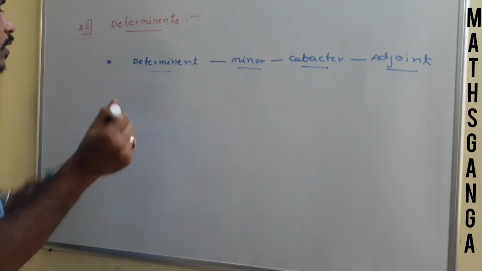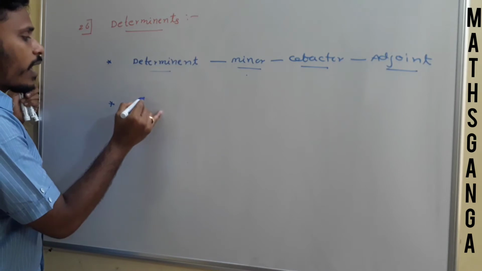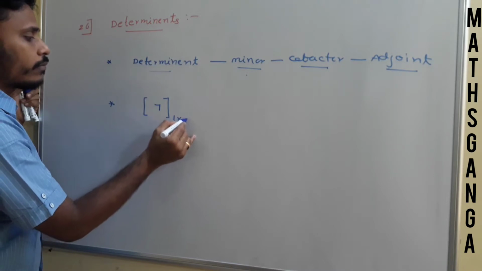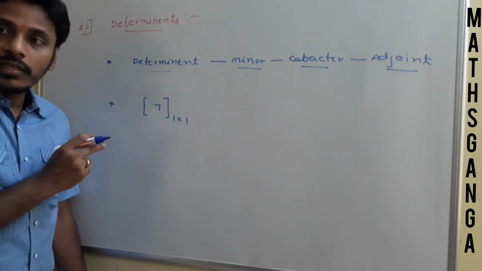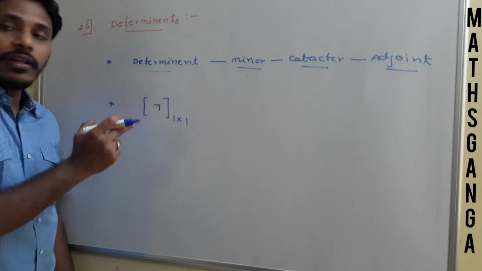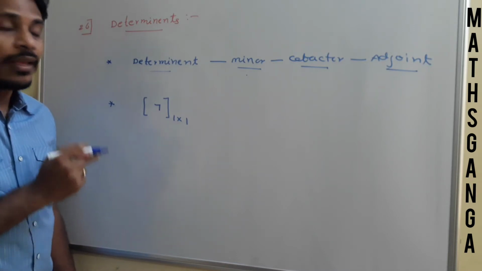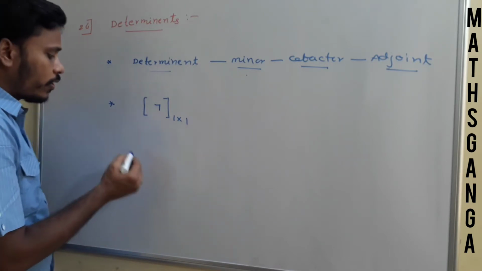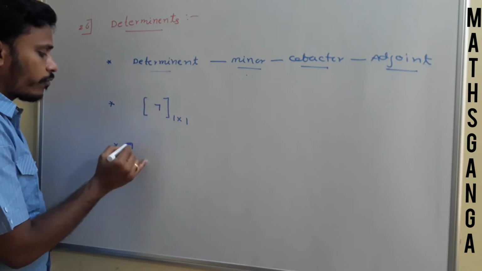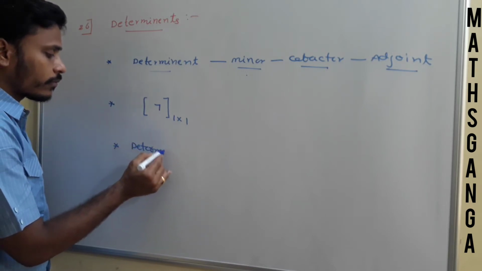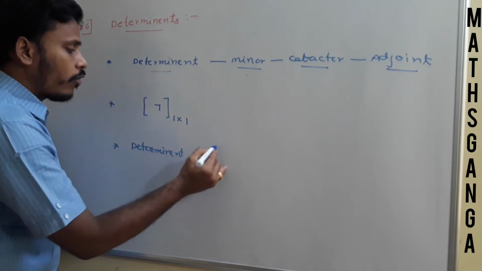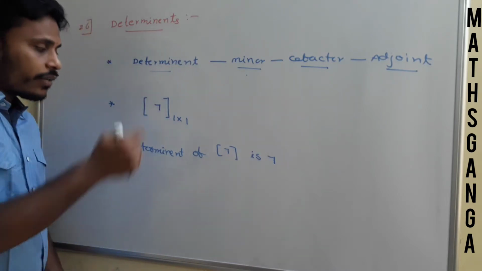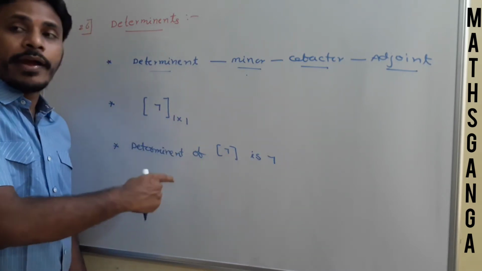For example, I have a matrix which is 7, whose order is 1 by 1. 7 is a single-element matrix whose order is 1 by 1, since it has one row and one column. Then this 1 by 1 matrix's determinant is simply that 7 only. That is very easy. The determinant of this 1 by 1 matrix is 7 itself.